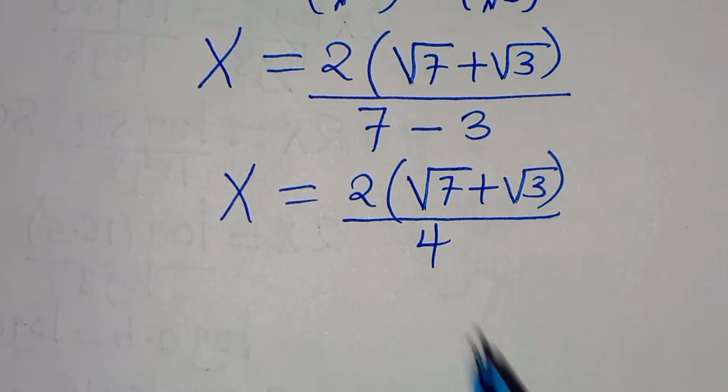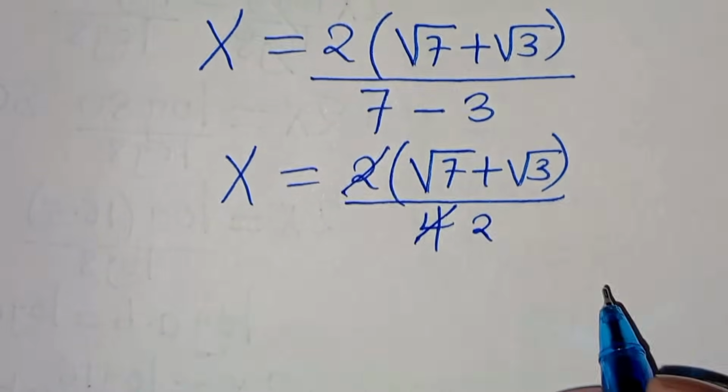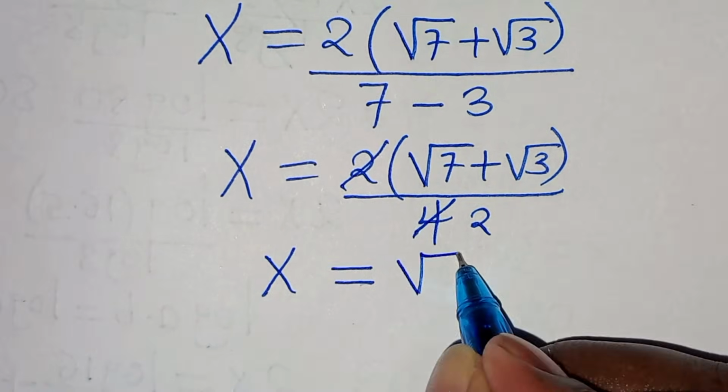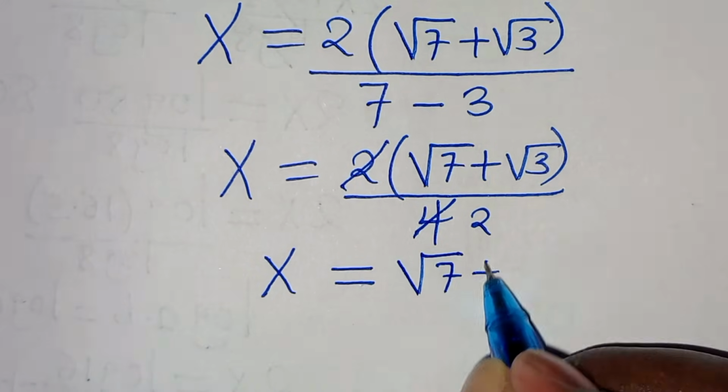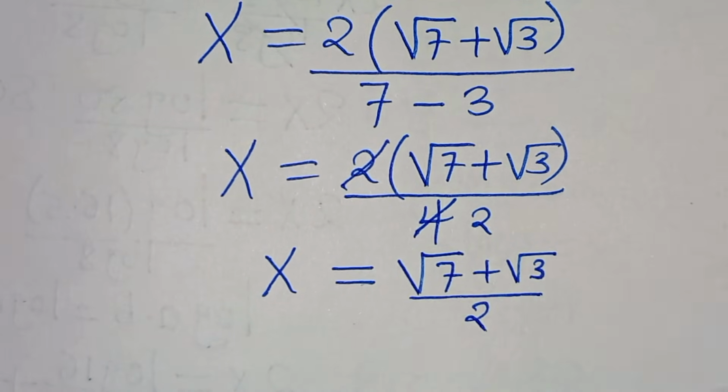So the next step is to simplify here. 4 divided by 2, this is equal to 2. And this implies that x is equal to square root of 7 plus square root of 3. Everything here divided by 2.